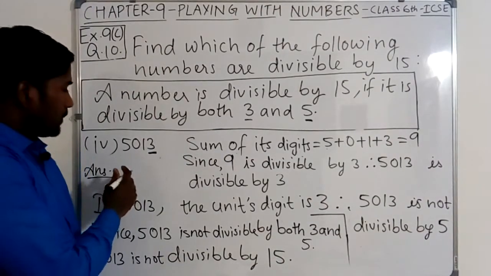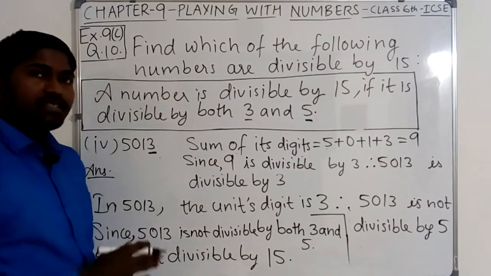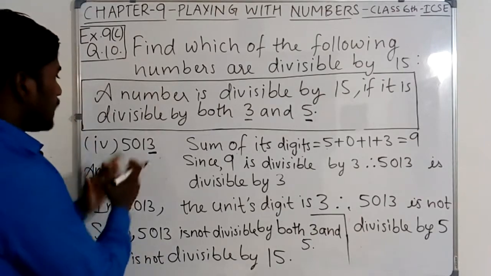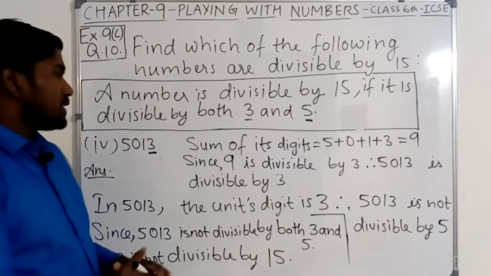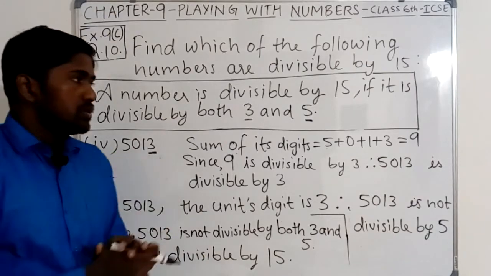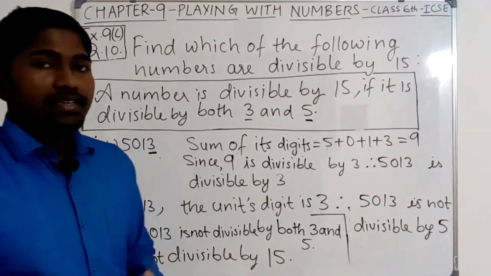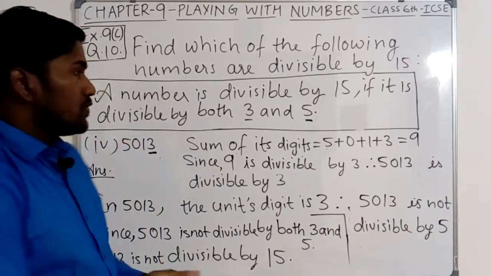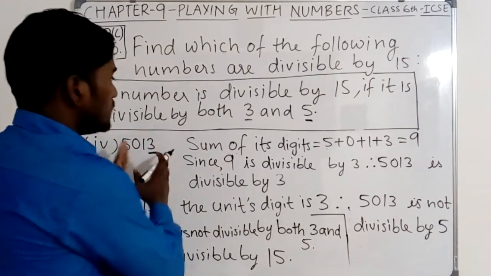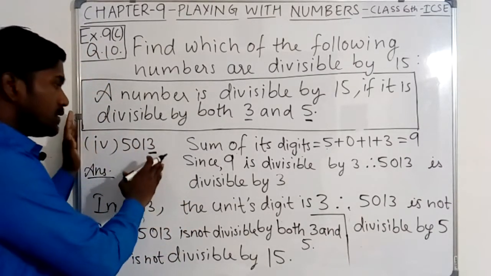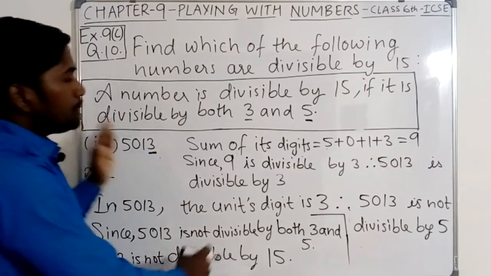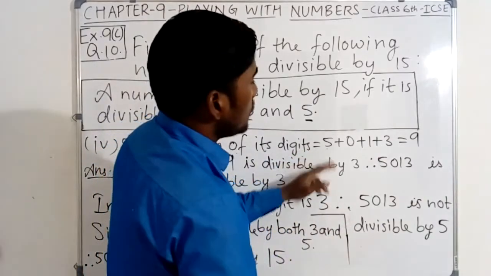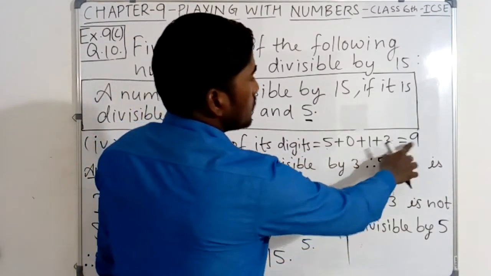Now see point 4. Which number is given? 5,013. So we have to check whether 5,013 is divisible by 15 or not. Firstly we have to check whether this number is divisible by 3 or not. To check that, firstly we have to find the sum of its digits. If the sum of its digits is divisible by 3, then this number is divisible by 3. So the sum of its digits is 5 plus 0 plus 1 plus 3, which is equal to 9.